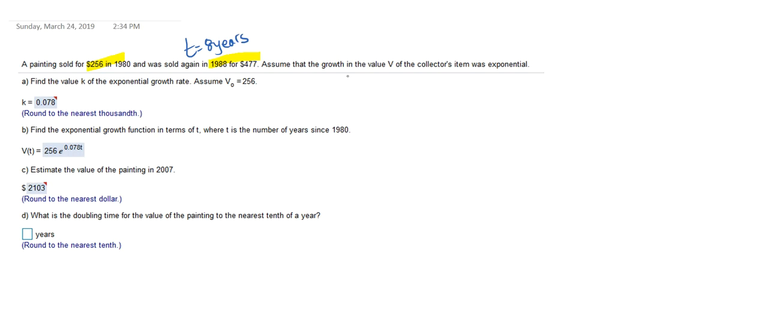Now we want to develop an exponential model. So we're going to start with the basic model. A of t equals A sub 0 e to the kt. And A of t represents the new amount. A sub 0 is your initial amount. And in the exponent, k is the rate of growth or decay, and t represents time.